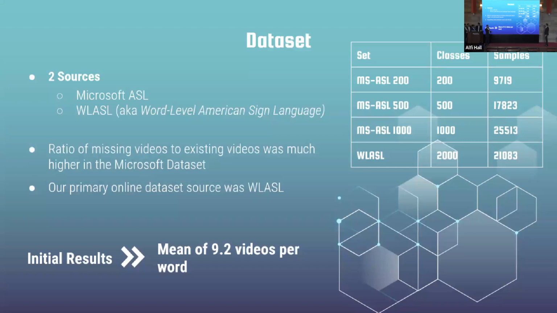However, although the WLASL had a lower missing videos ratio in comparison to the Microsoft ASL, it still had a low mean of videos per class or per word. Based on our analysis, we found that it had a mean of around 9.2 videos per word, which is not even close to enough to move to the next step, which is the data pre-processing phase.